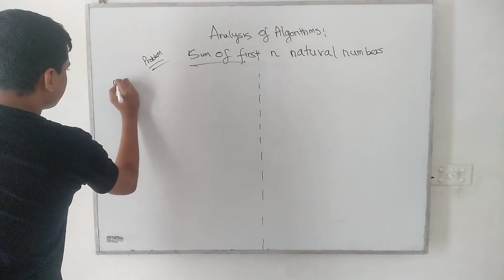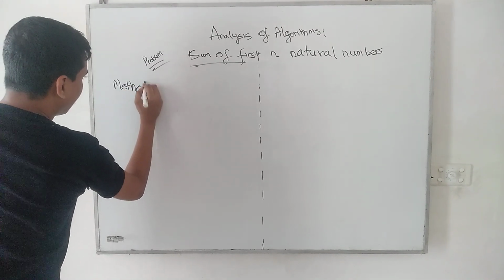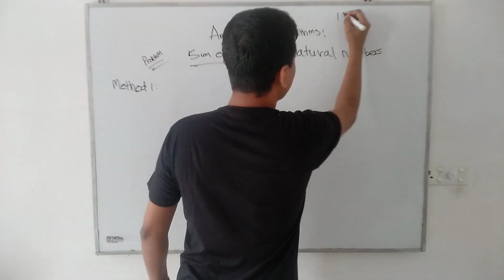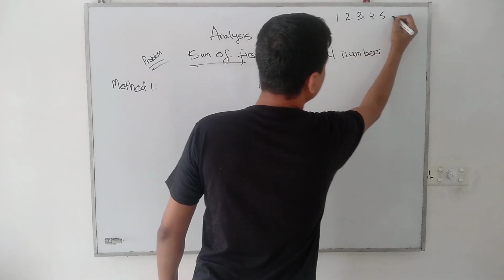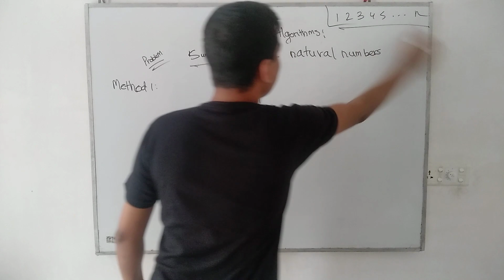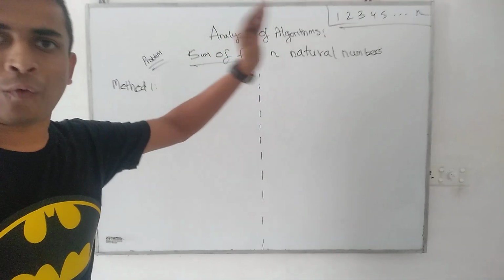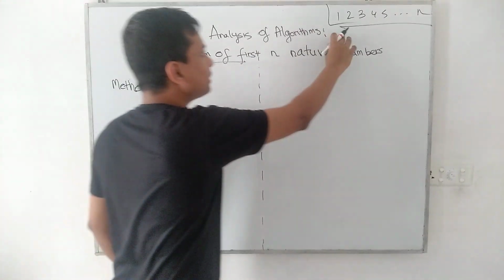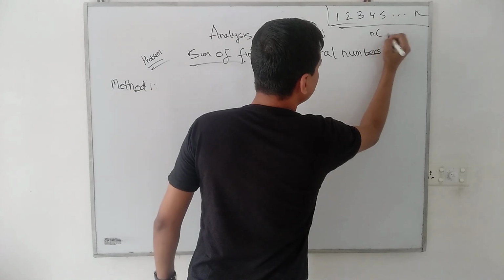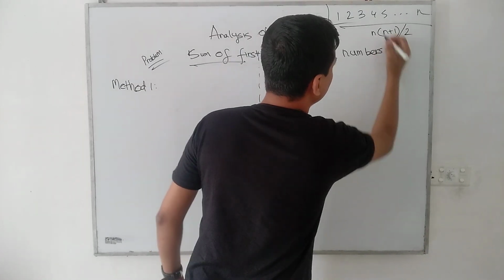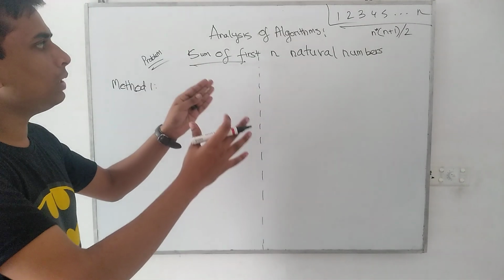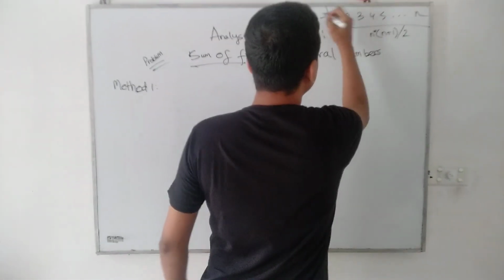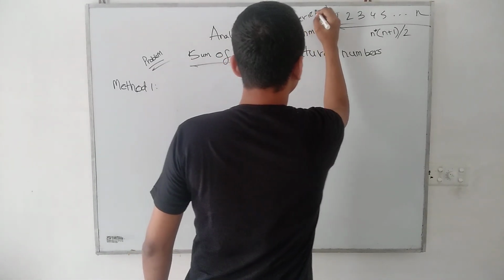The first method of solving is this: you must have heard of arithmetic progressions, right? If it is given as 1, 2, 3, 4 till n, so this is basically my n natural numbers, and I need to find the sum of this series. It is always given as n into n plus 1 by 2. This is a multiplication operation. So n into n plus 1 by 2 would give me the sum of this series, right? So this could be a solution.